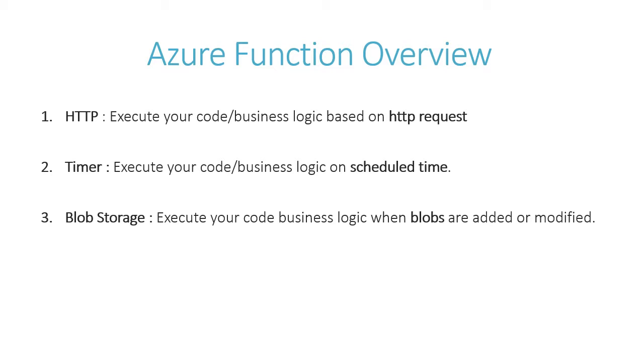Similarly, we have a lot of other functions like service bus trigger, event hub trigger, event grid trigger. So in a nutshell, if you want to trigger something based on some event, it means you want to execute your business logic based on some event. So if you want to execute based on some URL, or based on some scheduled time, or based on uploading to a blob storage, you can achieve it through Azure Function.